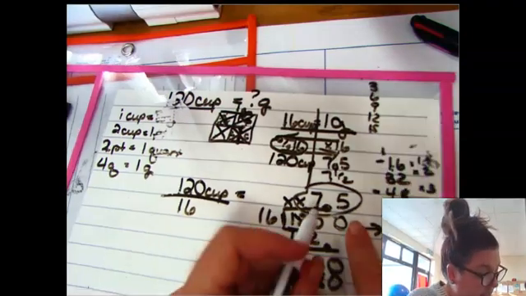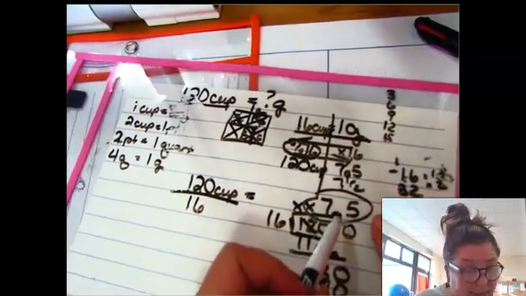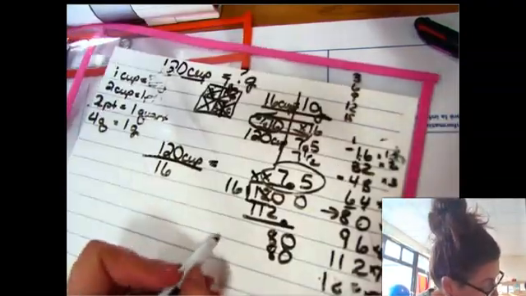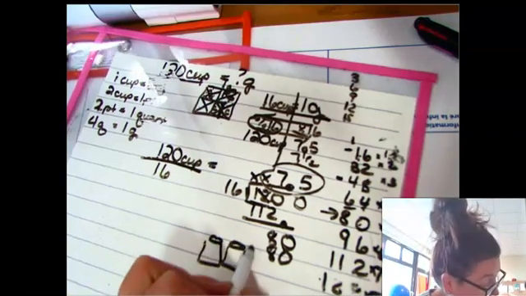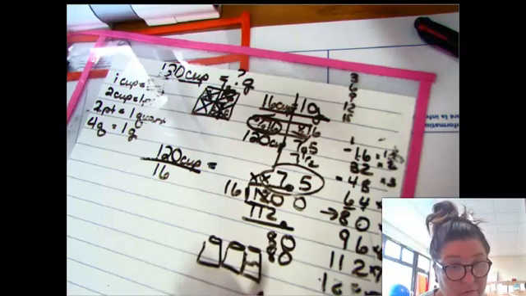So he's going to need 7.5 gallon containers. Well, that's not a thing. This is a gallon container, right? So how many will he need? He'll actually need 8 of these. One of them will be half full.